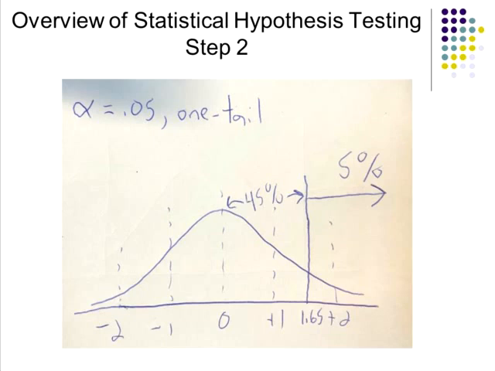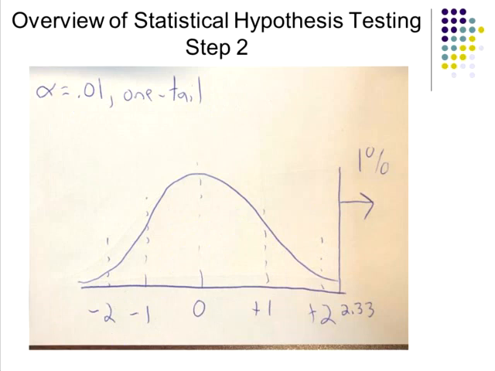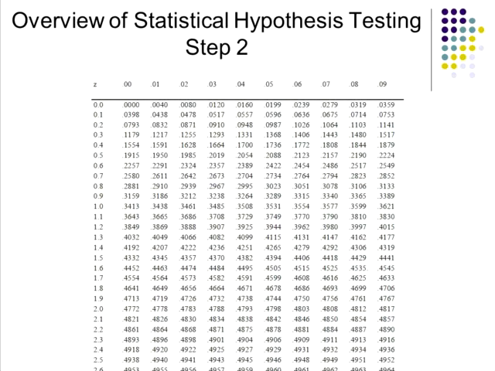Similarly, I could go alpha equals 0.01, one tail. Okay? Again, I want the 0.01. I'm not going to find the 0.01. Instead, I'm going to find 0.49, right? The 49% between that score and 0. And so we'll go to the chart, and now we need to find 0.49. Oh my goodness, 0.49.